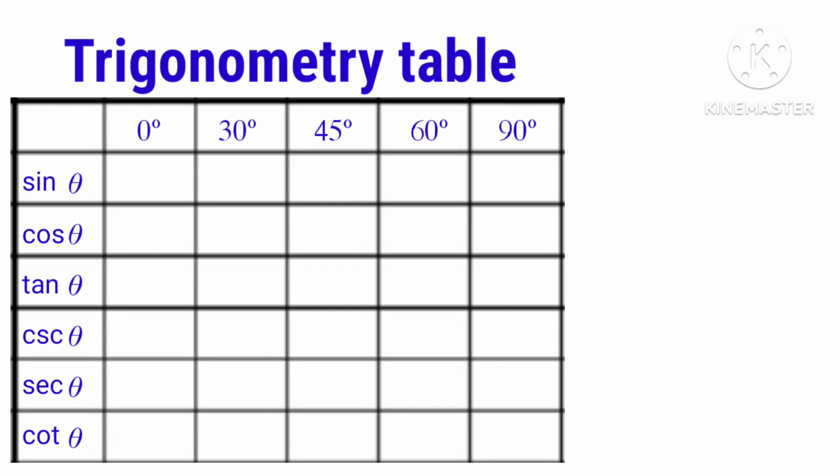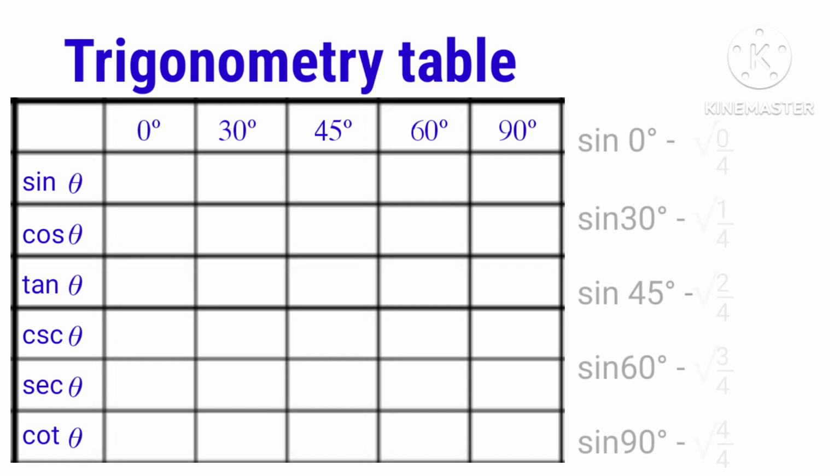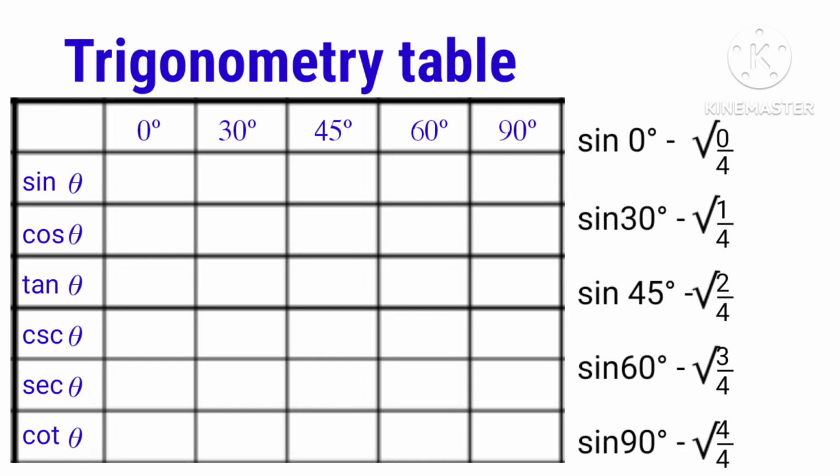So now we see the trigonometric table for sin theta. So sin 0 degree is square root of 0 by 4. Sin 30 degree is square root of 1 by 4. Sin 45 degree is square root of 2 by 4. Sin 60 degree is square root of 3 by 4. And sin 90 degree is square root of 4 by 4.